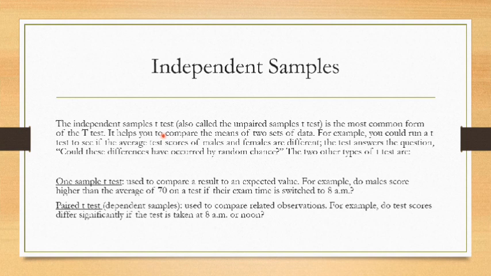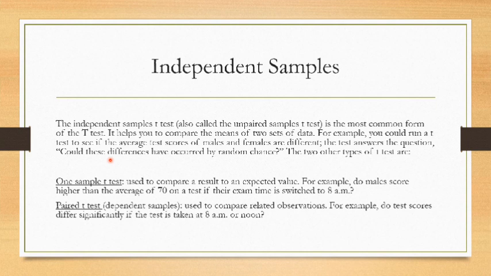It helps you to compare the means of two sets of data. For example, you could run a t-test to see if the average test scores of males and females are different from the test. Answer the question, could these differences have occurred by random chance?